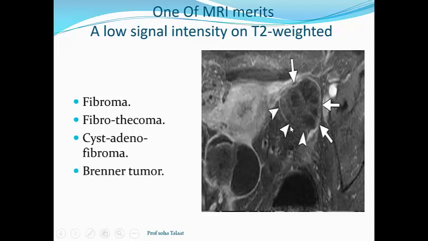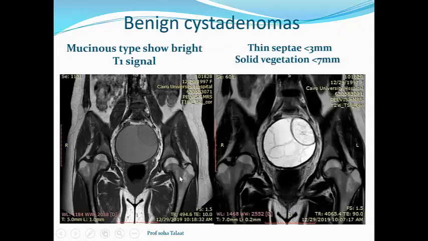Another case, this is Brenner tumor. It is low T2 signal, but sometimes the Brenner tumor has a spectrum. A very small percent of Brenner tumors may be malignant. So: fibroma, fibrothecoma, cystadenofibroma, and Brenner tumor.